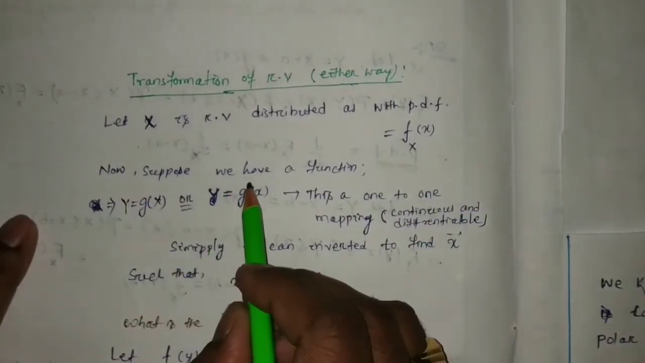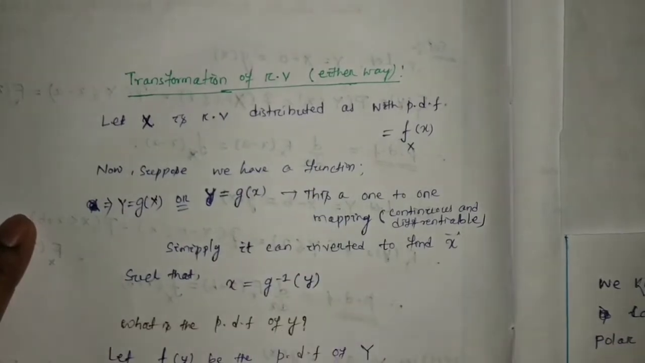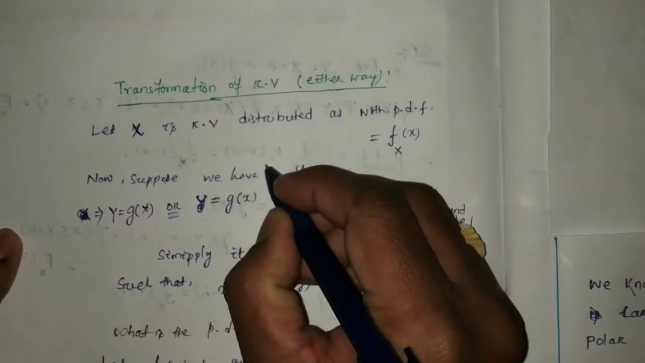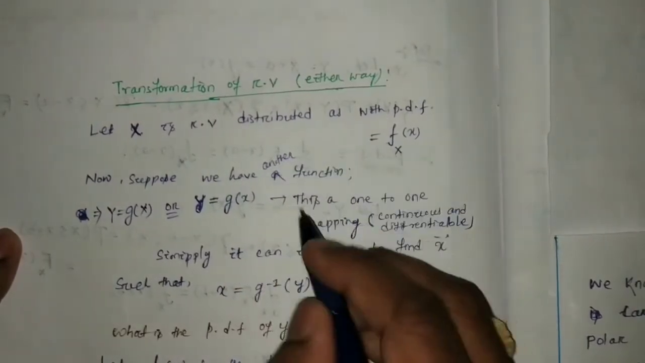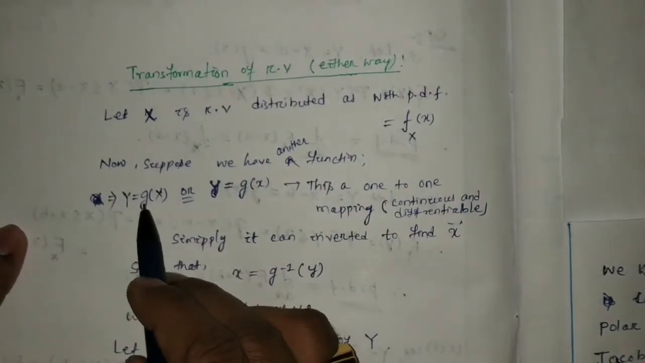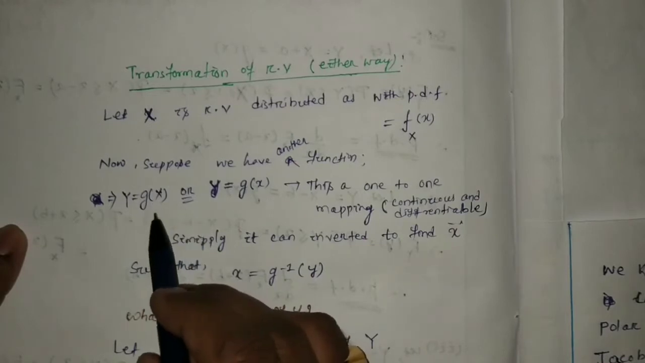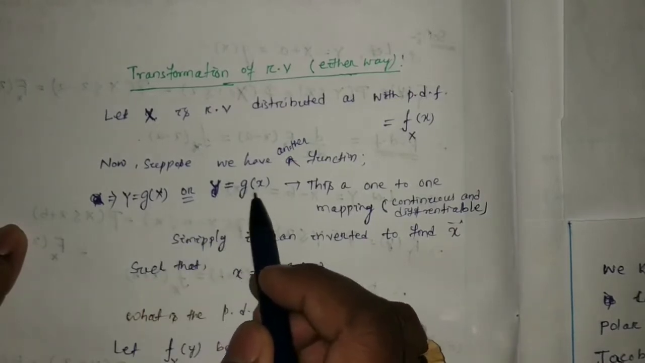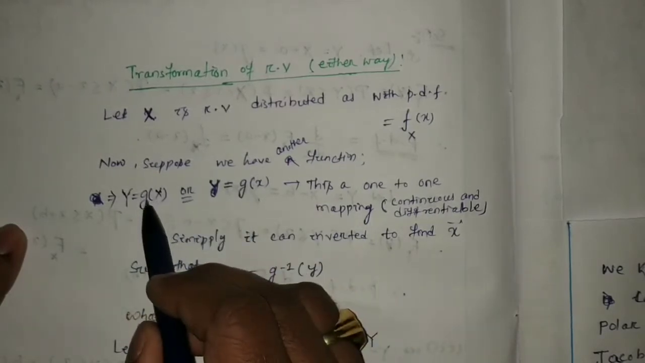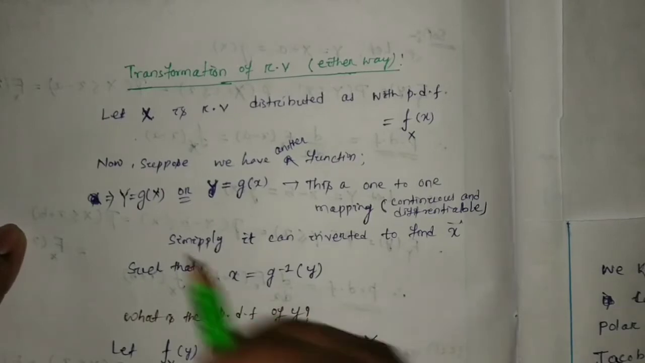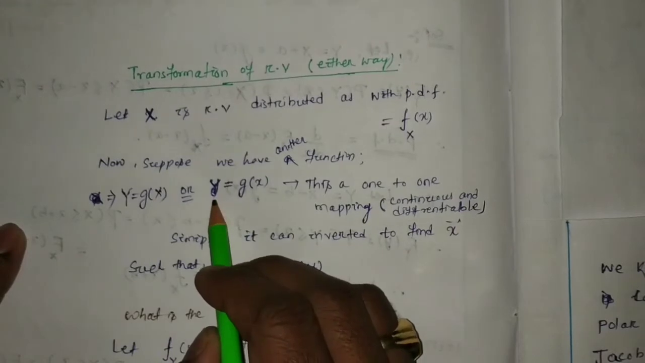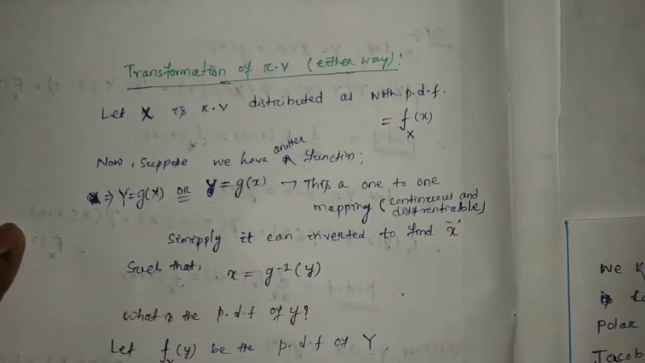Now suppose we have another function, y, which is a function of x, as g of x, or you can write small y equal to small g of x. The physical meaning is the same. This represents the random variable y as a function of random variable x. This represents the values of random variable y as a function of values of random variable x.